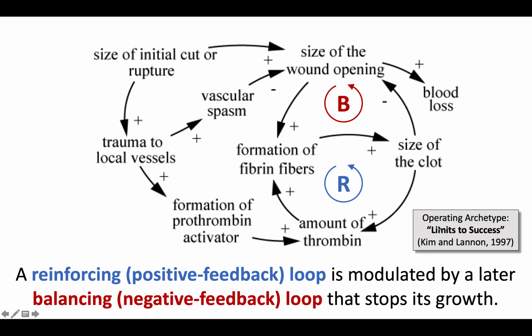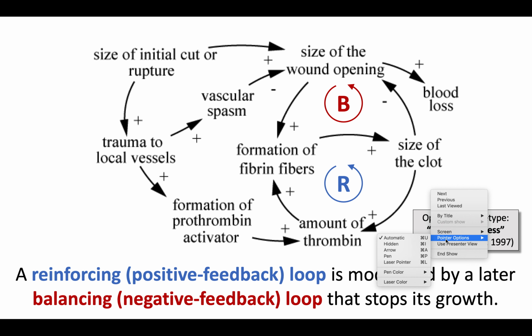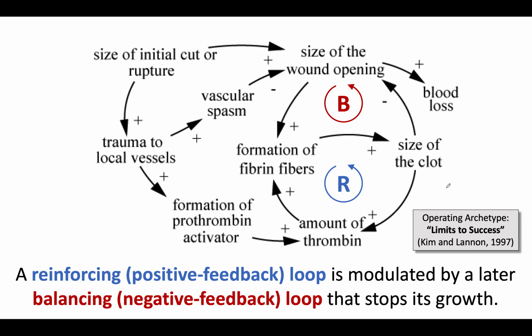So I could call this a limits to success example, or I could just call this S-shaped growth. So if I pick any variable participating in either of these two loops, they're either going to have an S shape where they're going to, let me see if I can actually maybe draw this. So I'll pick a pen here.